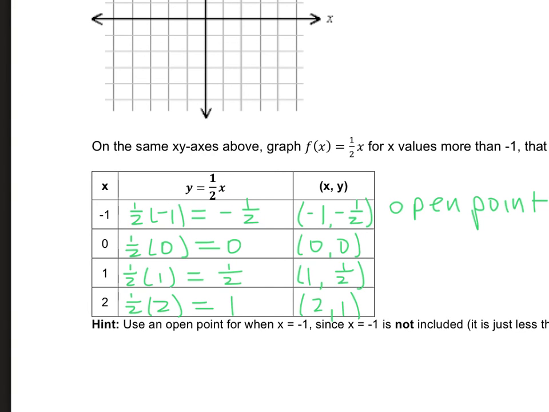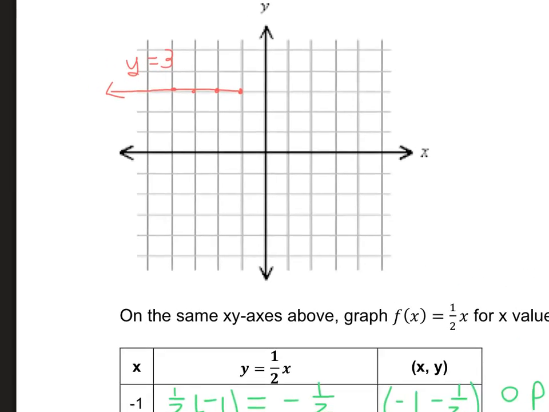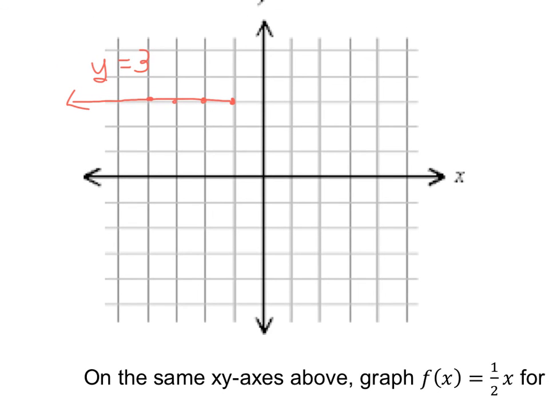Okay, so let's plot those points. (-1, -1/2). It's about right there. (0, 0). Oops, let's see here. You can see what I did. We want an open point there. There we go, because it's not included for -1 on this piece. And then (0, 0), (1, 1/2), and (2, 1). Connect those. And that is y equals 1/2 x for that piece.